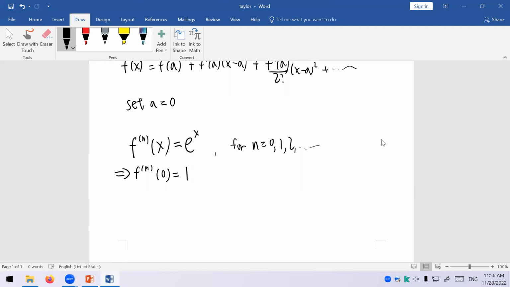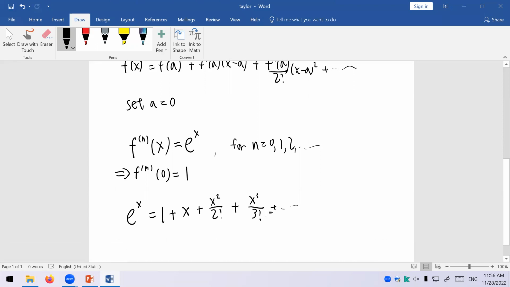So therefore, the exponential function e to the x is given by 1 plus x plus x squared divided by 2 factorial plus x cubed divided by 3 factorial, and so on.